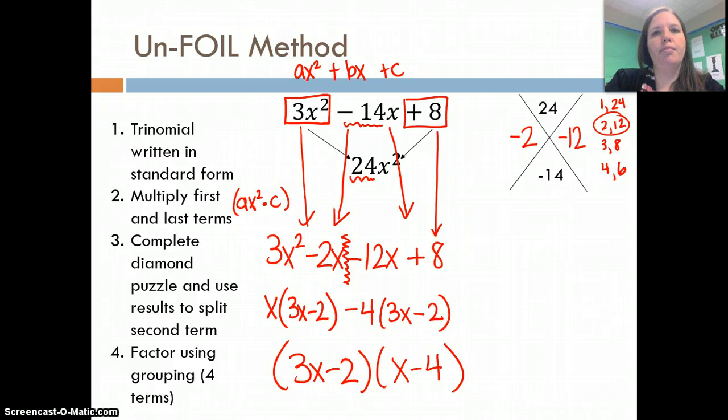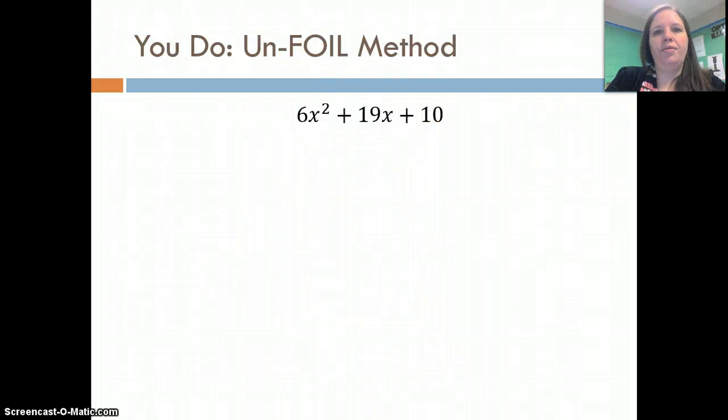So this unfoiling method, and I would definitely have the steps written down so that you can practice them, is a strategy to help you figure out what are those two middle terms I need in order to factor by grouping effectively. So we're going to have a few for you to try on your own. So pause this, go through the steps that you have written down, and try this one on your own. So pause, try it.